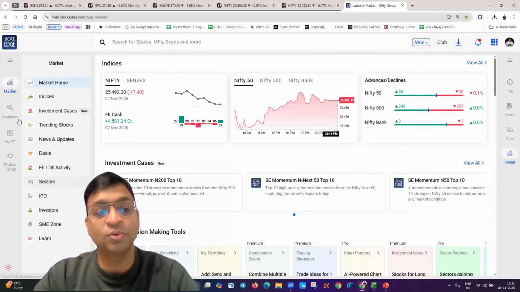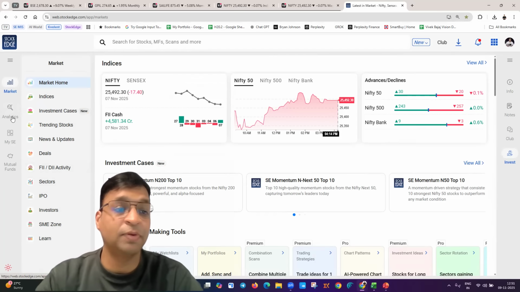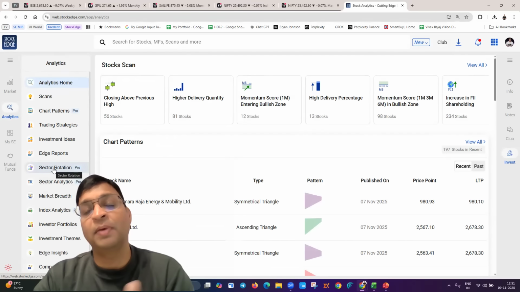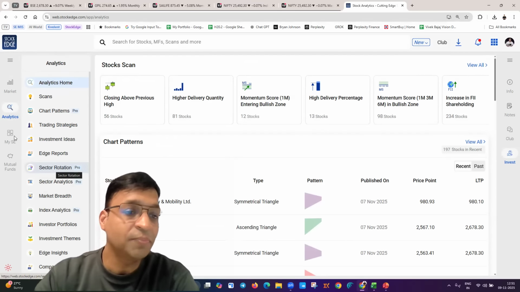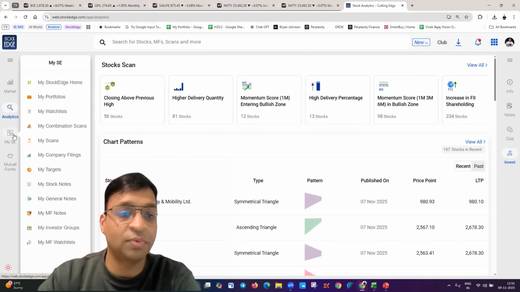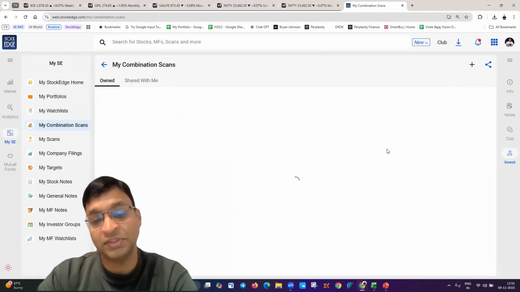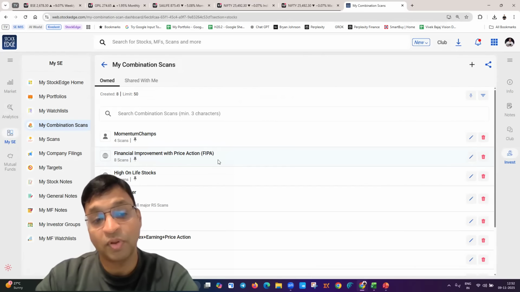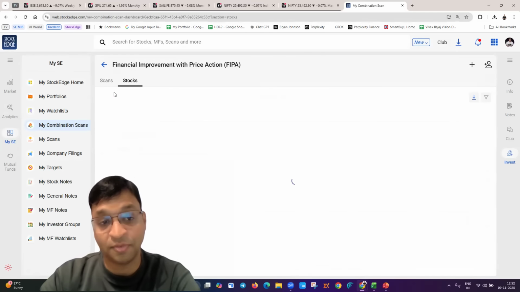Some people use chart patterns, some people use sector analysis, some people use sector rotation. There are different methods of finding stocks. One of the methods which I follow, which I have shared with you also, is a combination scan which I've created in StockEdge. And one of the combinations which I really like is the FIPA combination.